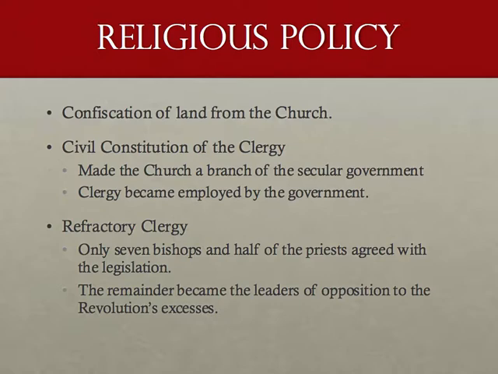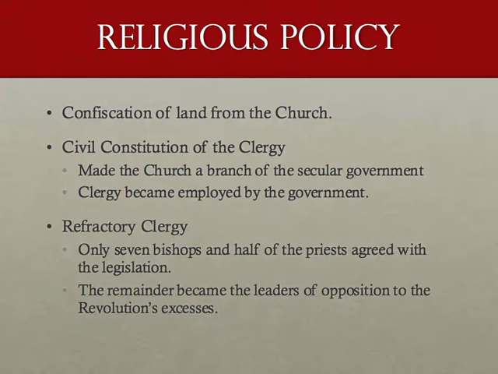Religiously, the revolutionaries are very suspicious of the church. They believe that the church is always out to support the monarchy because of that close relationship between church and state that developed in France over the centuries. So they confiscate much of church land. They redistribute that church land. They use it for government purposes.